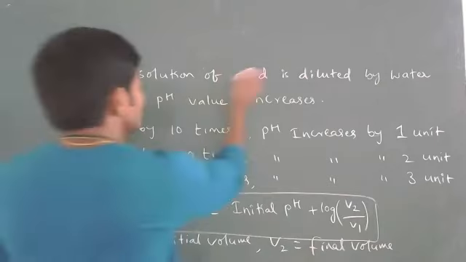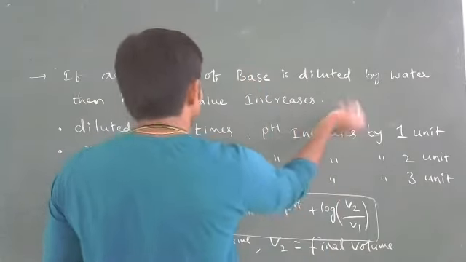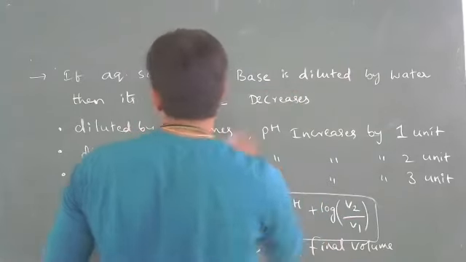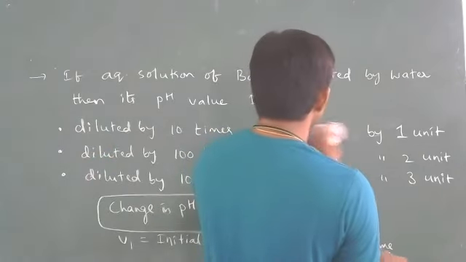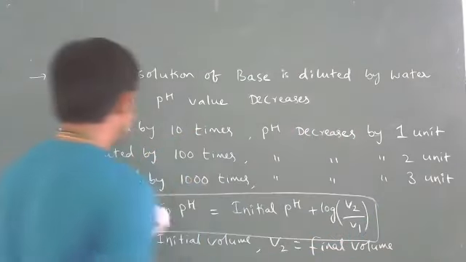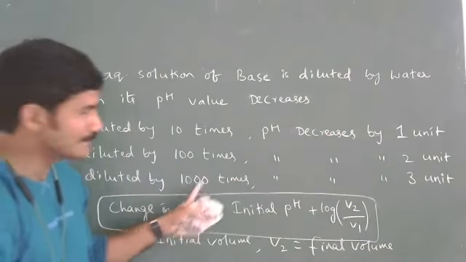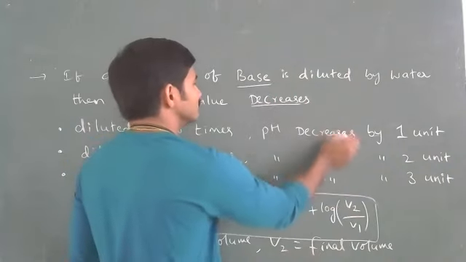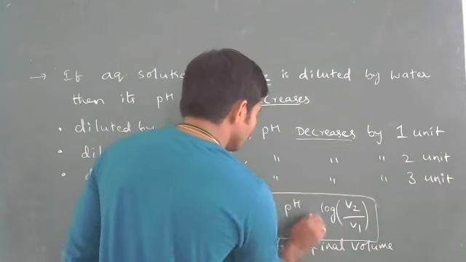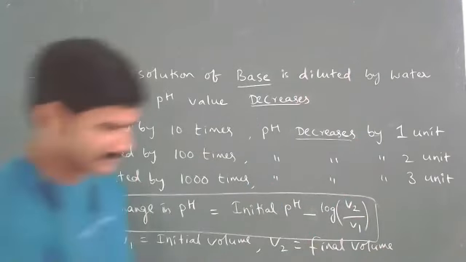Okay. If aqueous solution of base, instead of acid, what I'm writing, base is diluted with water, its pH value decreases. Diluted by 10 times, pH decreases by 1 unit. Diluted by 100 times, pH decreases by 2 units. Diluted by 1000 times, pH decreases by 3 units. I am writing here for base. Okay. So change in pH is equal to initial pH, but pH will decrease, so I'll write minus. Okay. So write these formulas.